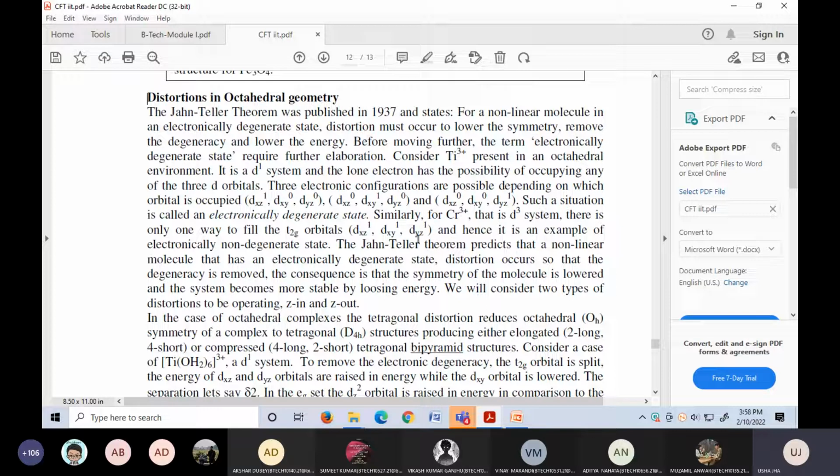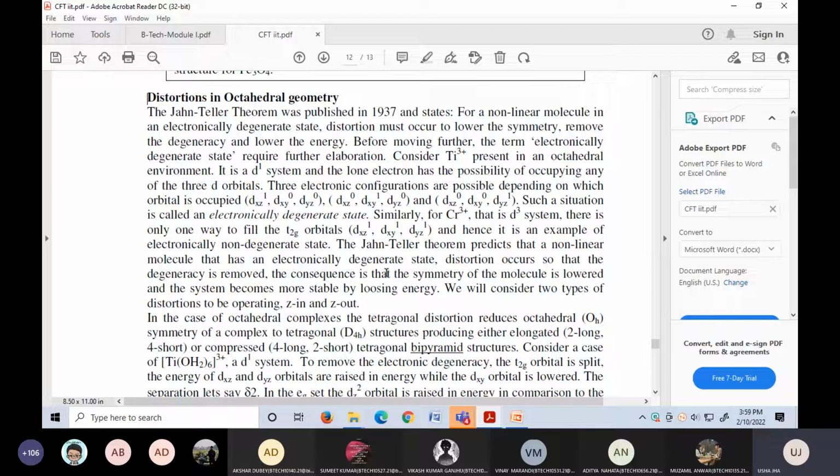No such distortion will take place, because they are already in a state in which all three of them are in a degenerate state. It's wrong to say that it is an electronically non-degenerate state. An equivalent number of electrons are present here.